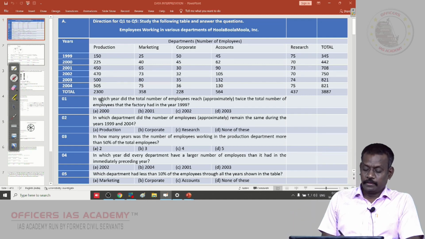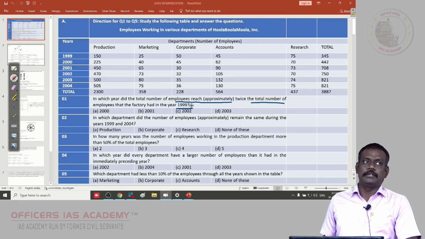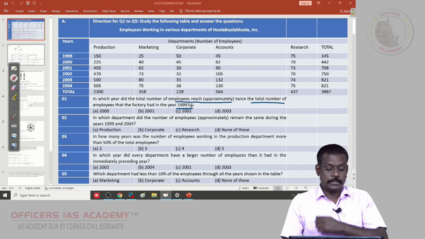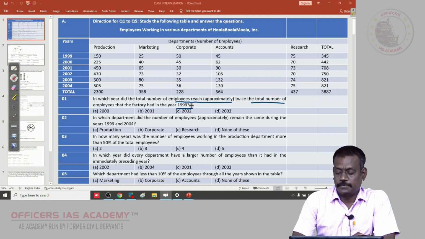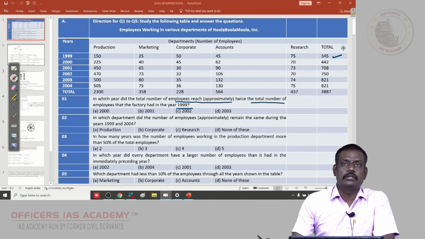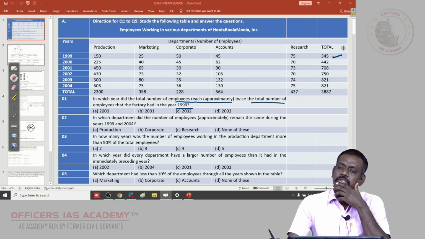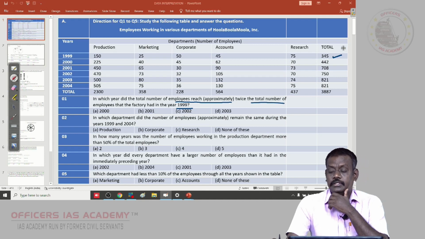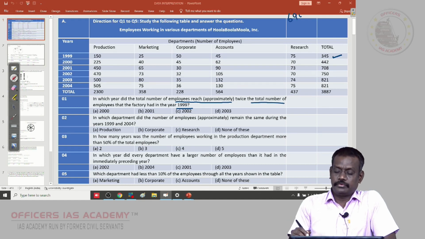First question is, in which year did the total number of employees reach approximately twice the total number of employees that the factory had in the year 1999? Okay, so you are asked to find the year in which the total number of employees becomes double that of the year 1999. So in 1999 there are 345 employees, and if you double that it will be 690. So it should be closer to 690.